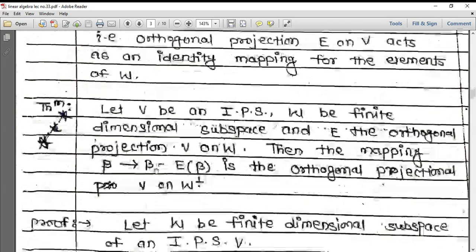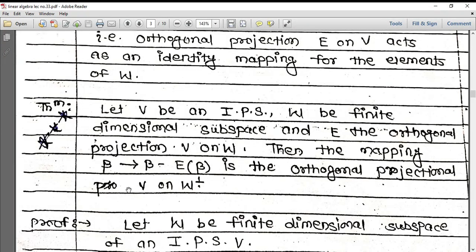Then the next theorem: let V be an inner product space and W a finite dimensional subspace, and E the orthogonal projection of V on W. Then the mapping beta to beta minus E of beta is the orthogonal projection of V on W perp.